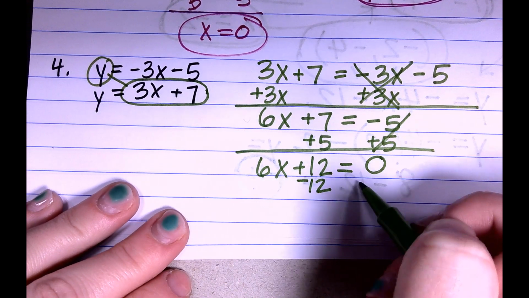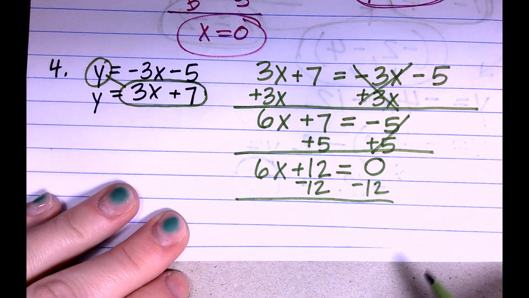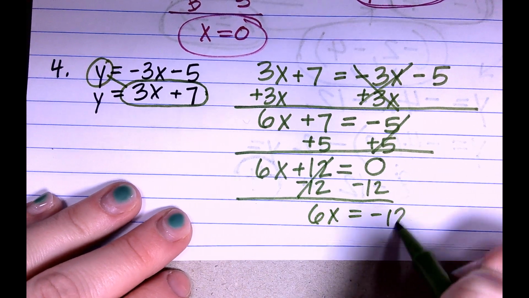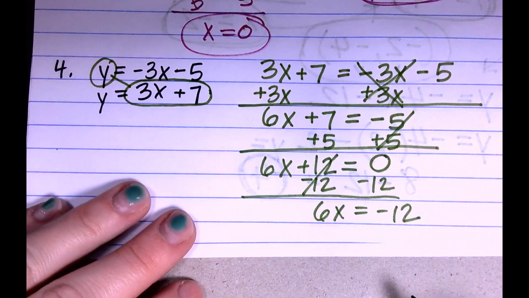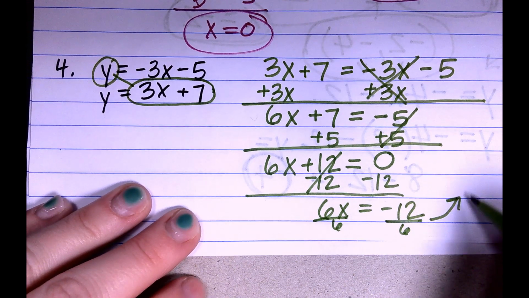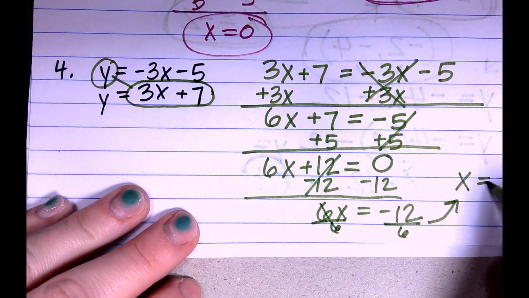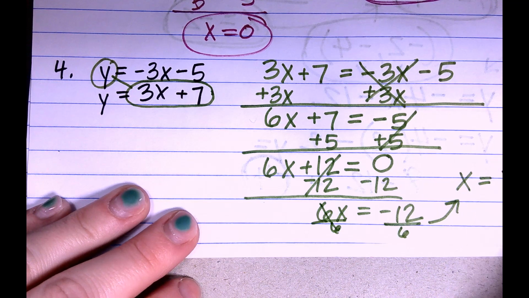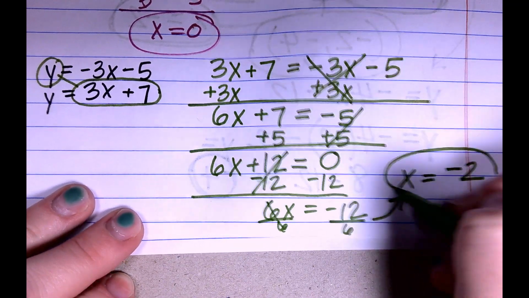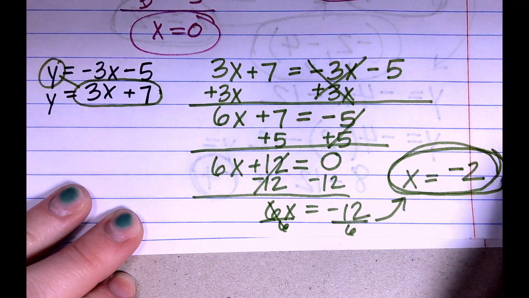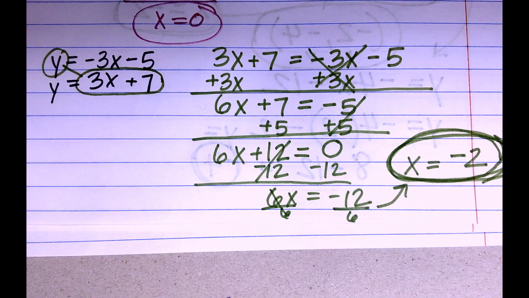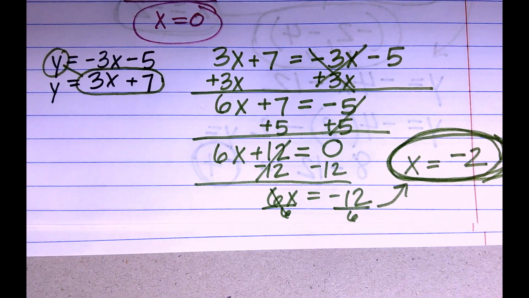Subtract 12. Those cancel. I have 6x equals negative 12. Divide by 6. And I get x equals negative 2. Good. X equals negative 2. Okay, so now I just need to solve for y.